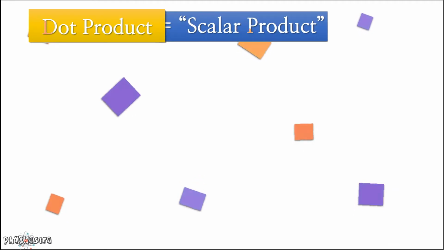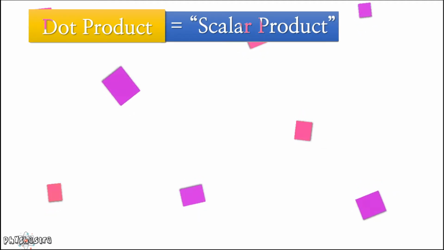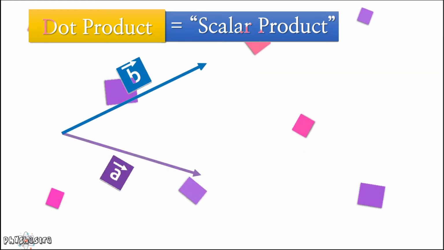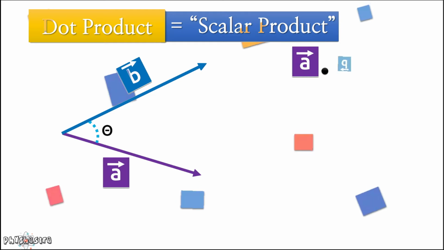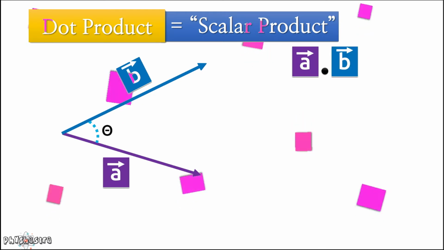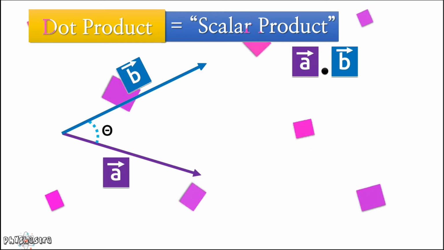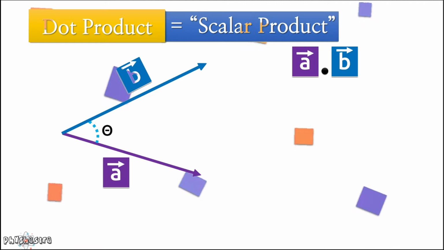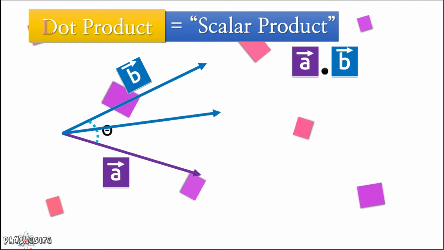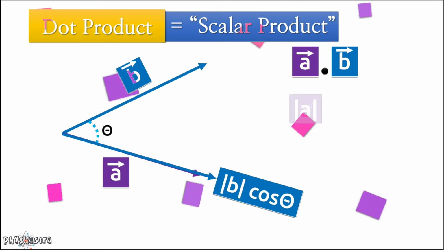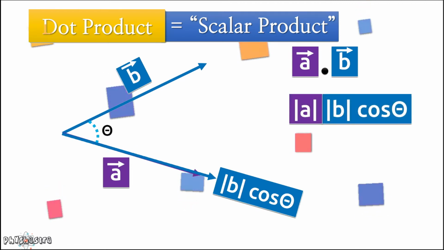The dot product is also called the scalar product because the output quantity is a scalar quantity. Let us consider two vectors A and B with the angle theta between them. We put a dot between them to show that they are operating for a scalar product or dot product. The product is evaluated as the magnitude of A multiplied by the magnitude of B times cos theta, where theta is the angle between the two vectors.